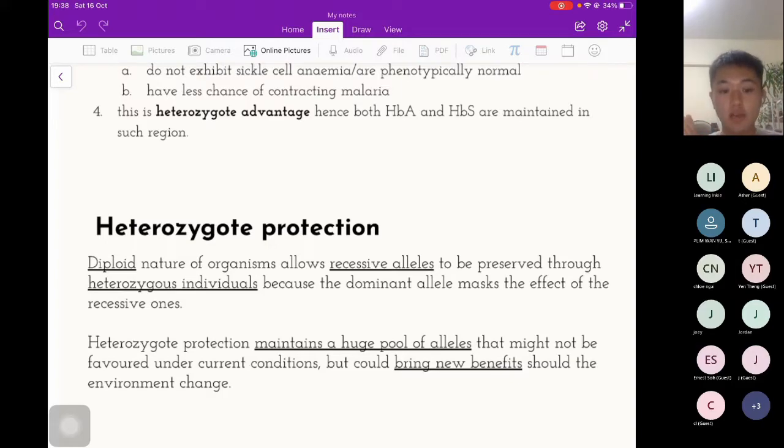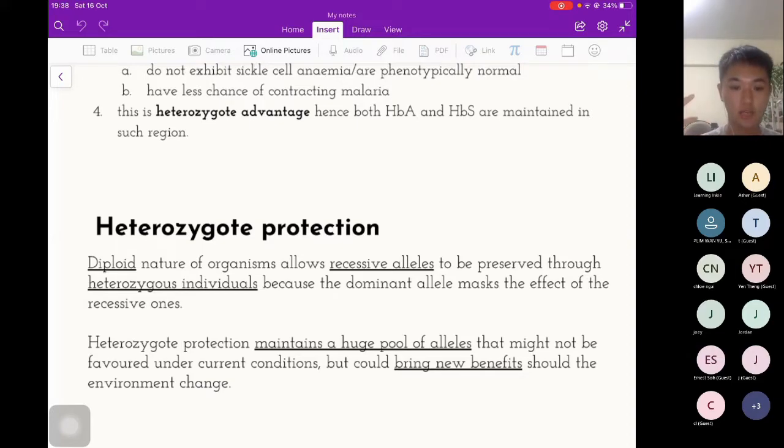Heterozygote protection means that even though right now the heterozygotes may not be at an advantage or at a disadvantage, homozygotes can live as much as heterozygotes can live. Okay, this doesn't make sense. Let's say that again. Homozygotes and heterozygotes have the same chance of living, right? None of them are disadvantaged as of now.